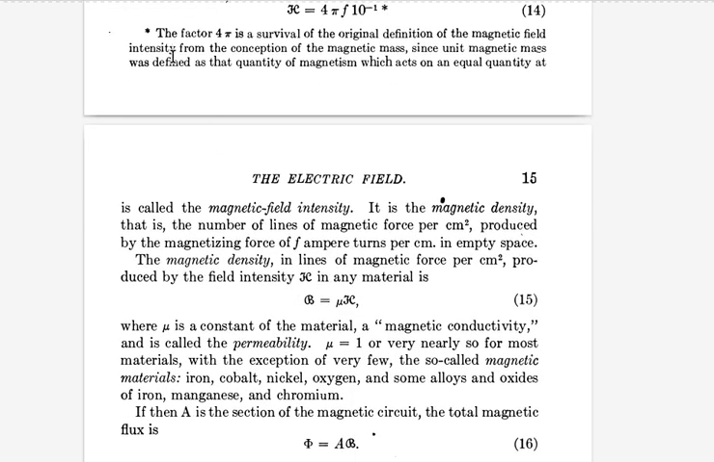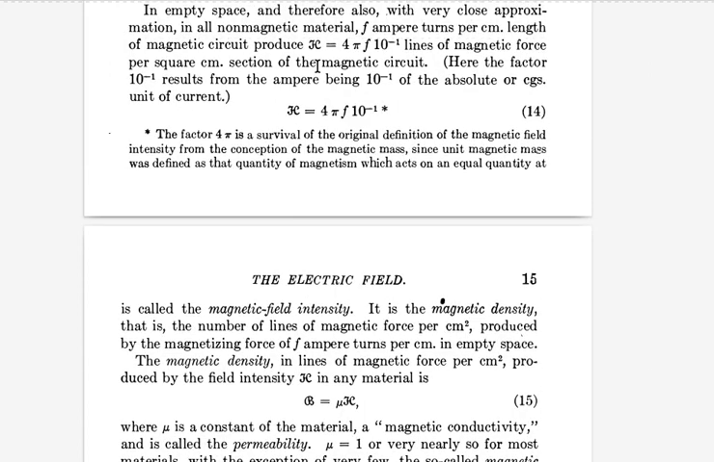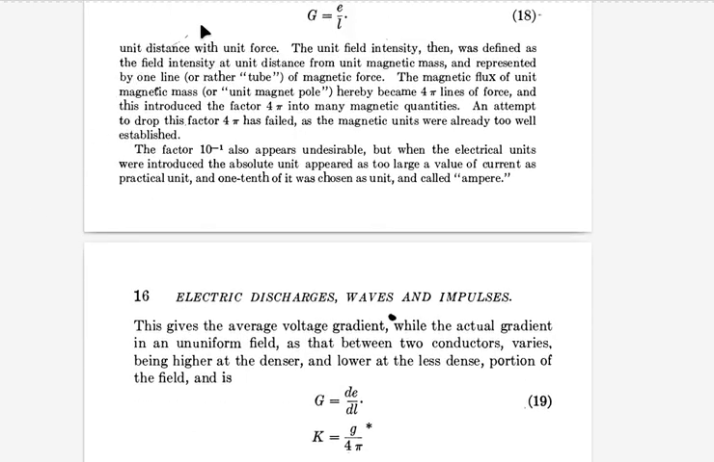Here the factor 10 to the minus 1 results from the ampere being 10 to the minus 1 of the absolute or CGS unit of current. Note: the factor 4 pi is a survival of the original definition of the magnetic field intensity from the conception of the magnetic mass. Since unit magnetic mass was defined as that quantity of magnetism which acts on an equal quantity at unit distance with unit force, the unit field intensity, then, was defined as the field intensity at unit distance from unit magnetic mass, and represented by one line, or rather tube, of magnetic force.